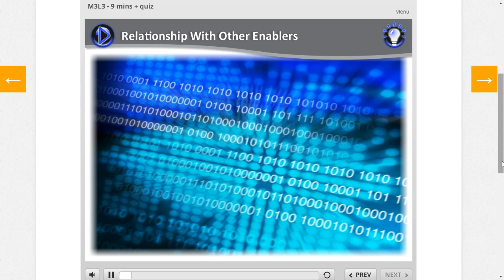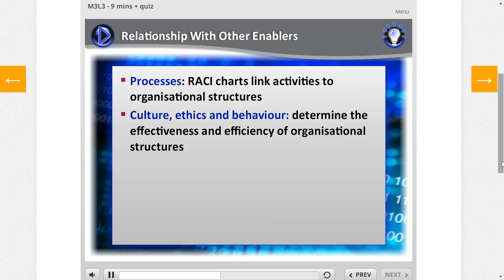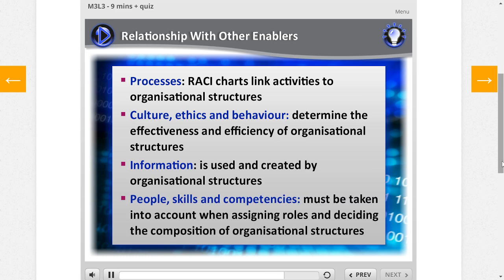Okay, we've looked at the good practices dimension of the organizational structures enabler. Next, we'll consider the relationship of this enabler with the other enablers. Processes. RACI charts link activities to organizational structures. Culture, ethics, and behavior determine the effectiveness and efficiency of organizational structures. Information is used and created by organizational structures. People, skills, and competencies must be taken into account when assigning roles and deciding the composition of organizational structures.